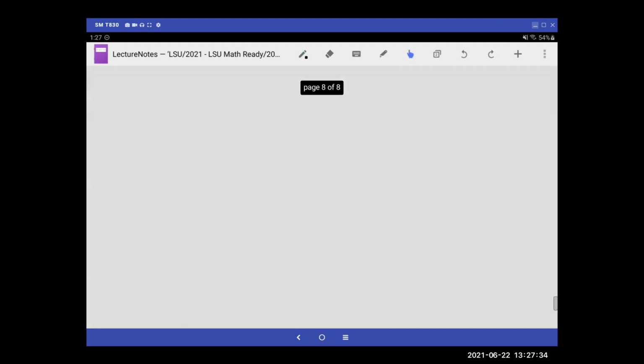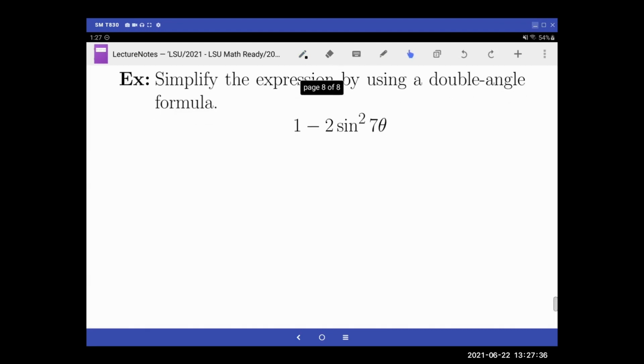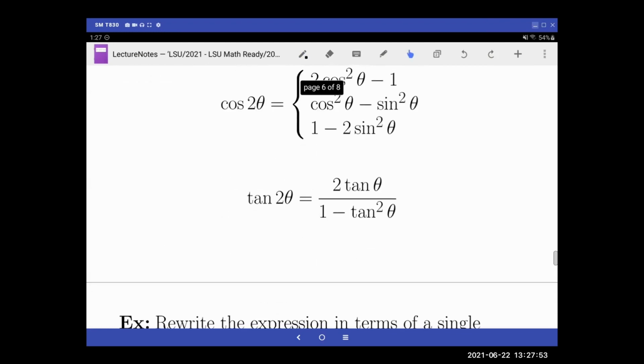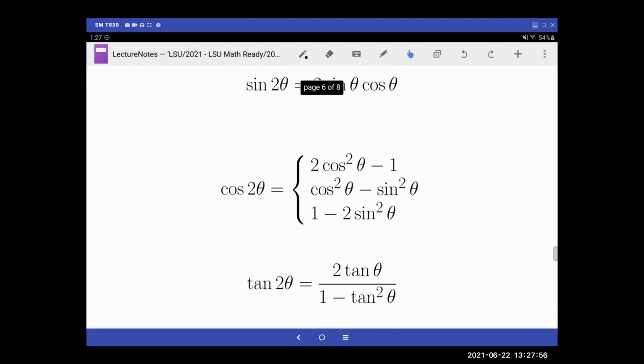All right, last example here. Let's use the double angle identity to rewrite this one. Well, let's look at the double angle ones again. Let's take note of this first: 1 minus 2 sine squared 7 theta. If I look at the double angles, I see something oddly familiar right here. That looks very much like our example. The only thing different here is we have a 7. Okay, well, we can work with that.